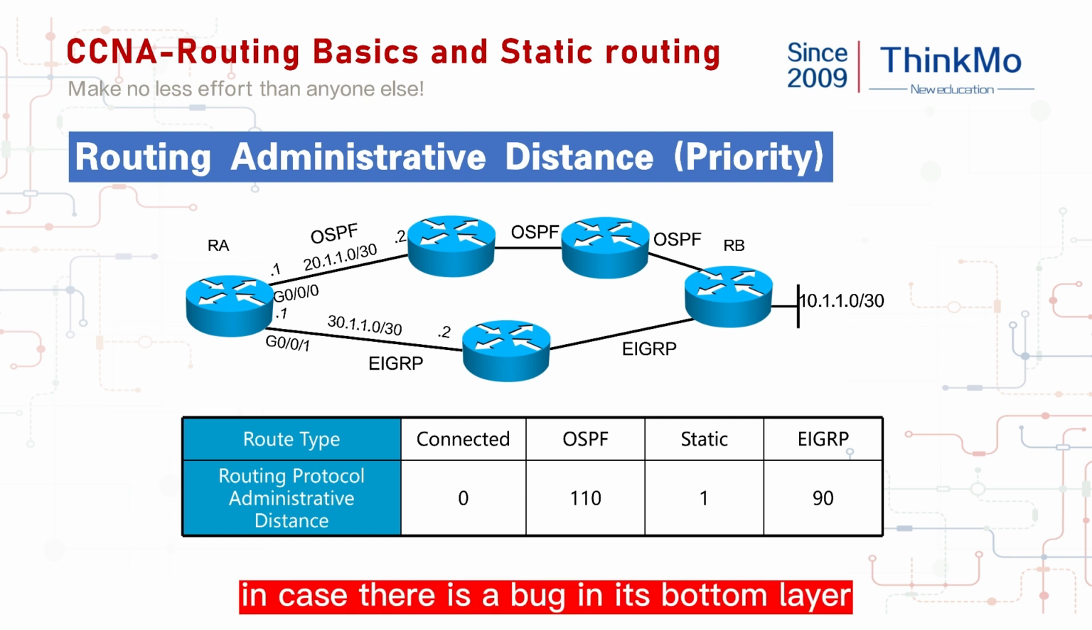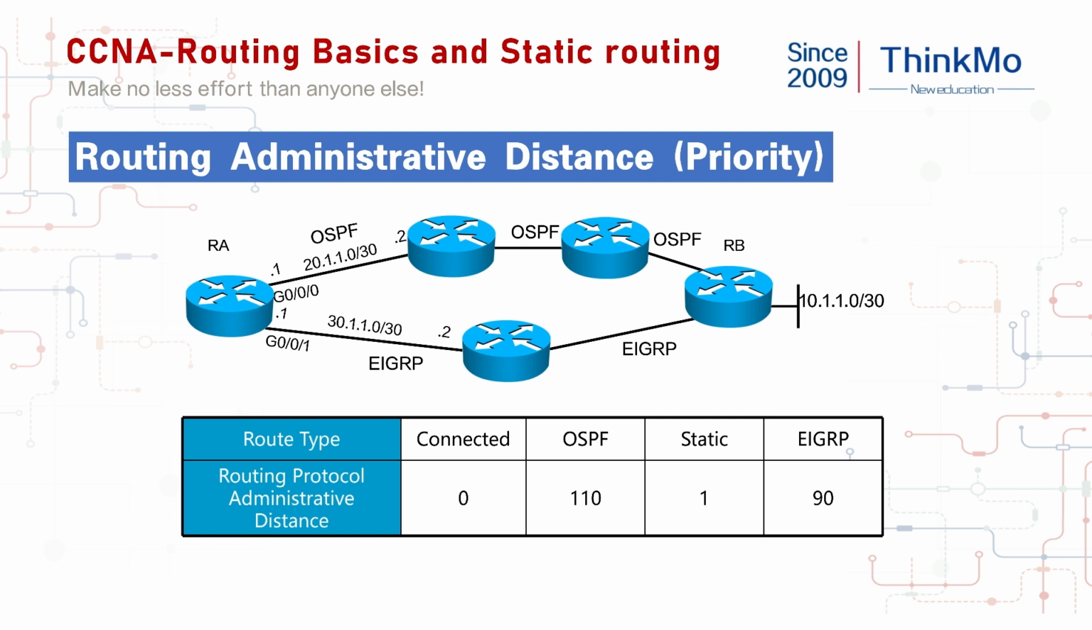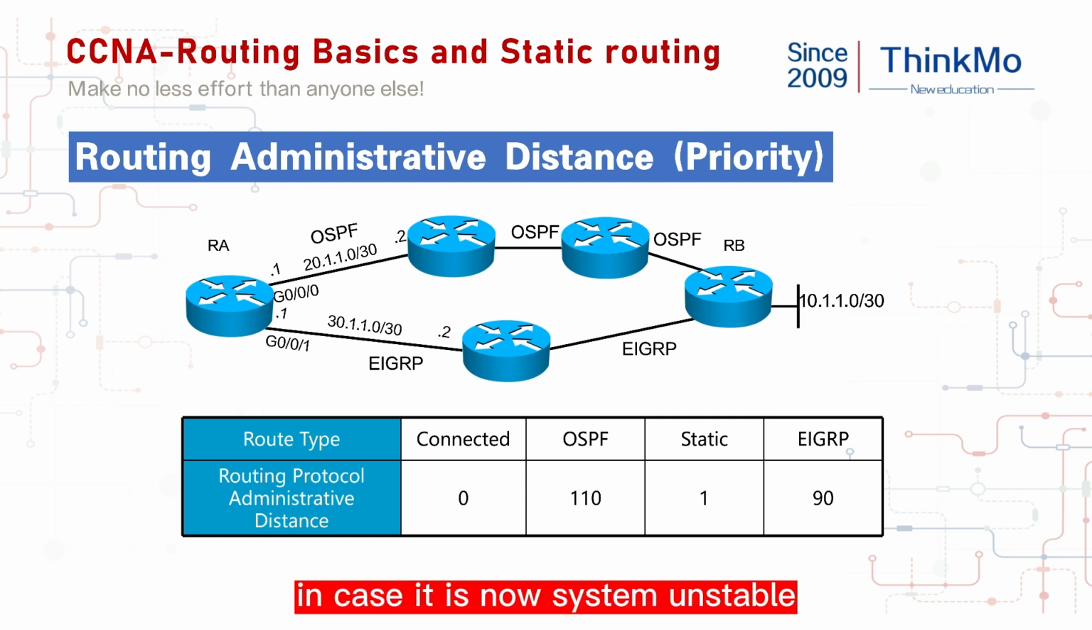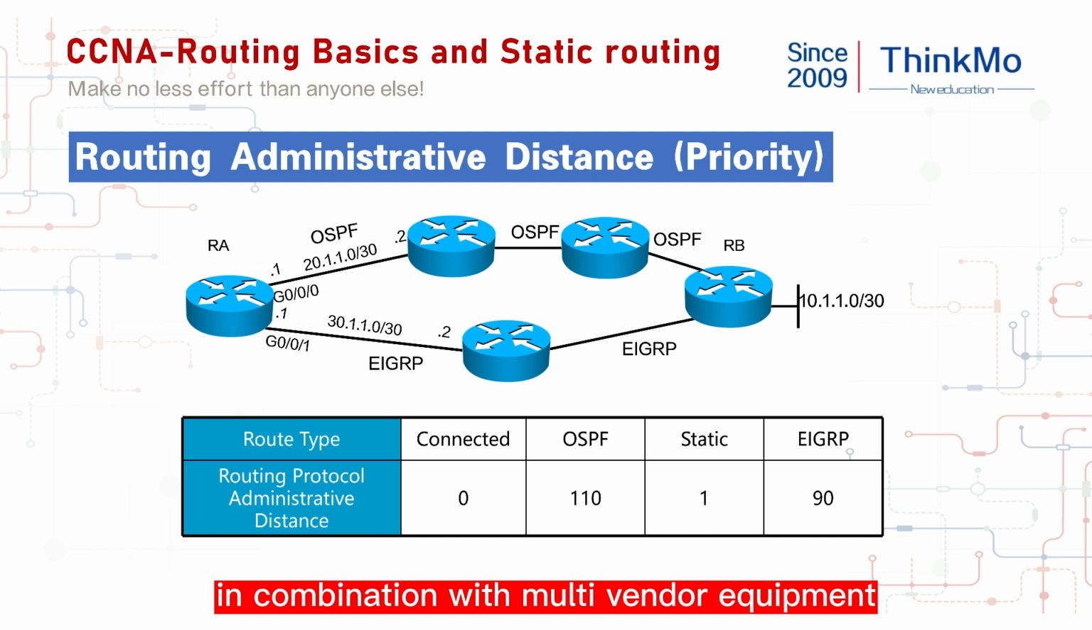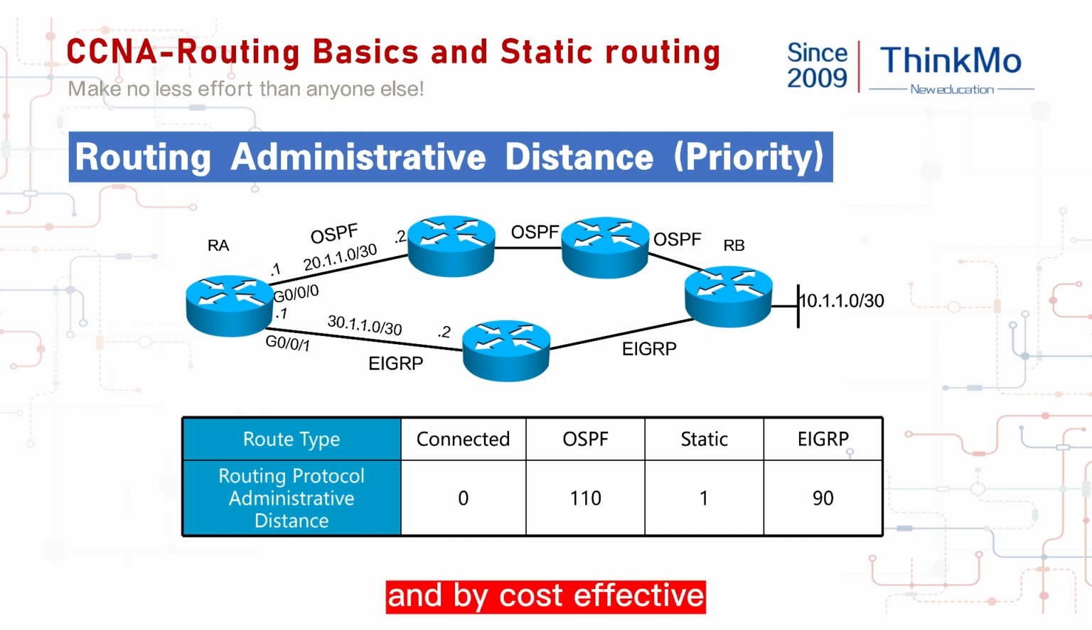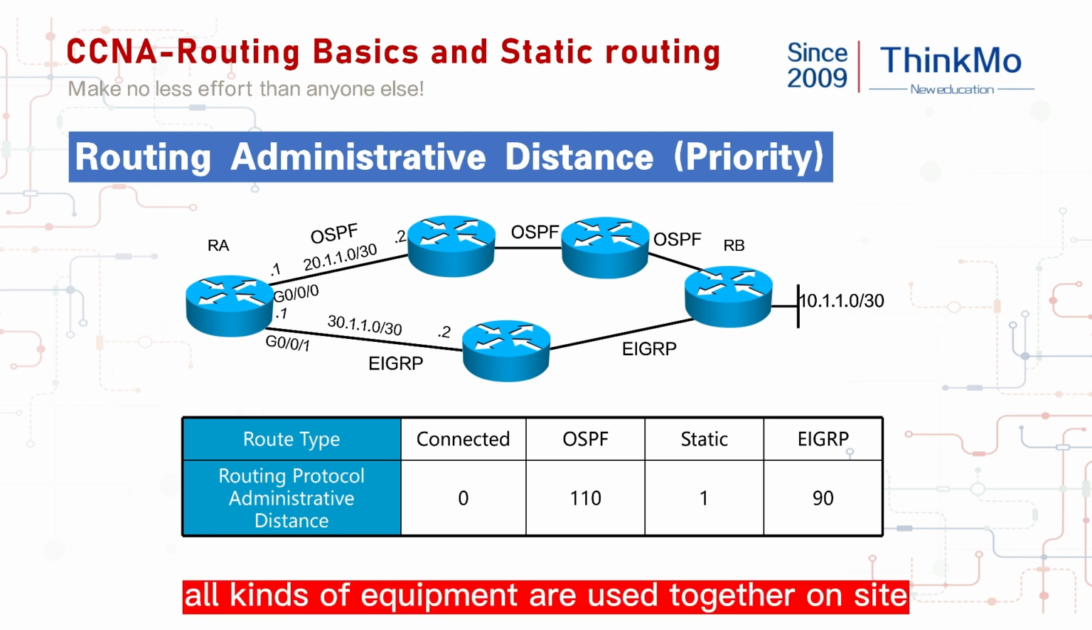In case there is a bug in its bottom layer, in case the system is unstable, in case there is a problem with this batch of network equipment, then the whole project is paralyzed. Therefore, multi-vendor equipment is often used in combination, and it is cost-effective. So you will see all kinds of equipment used together on site.